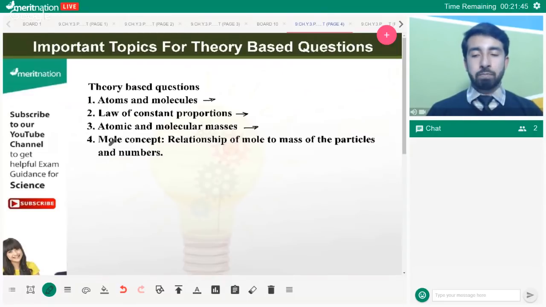And the last one is the mole concept, which is one of the most important topics of your syllabus, which is the relationship of mole to the mass of particles and the numbers. You have to go through this thoroughly. This is the most important part, and generally most of the questions are asked from this.